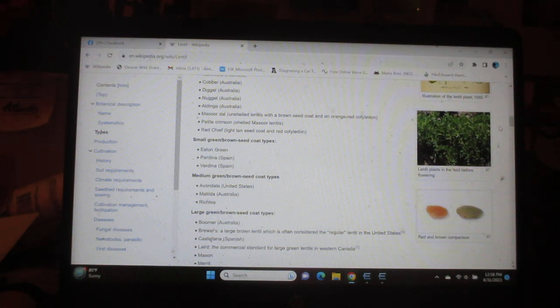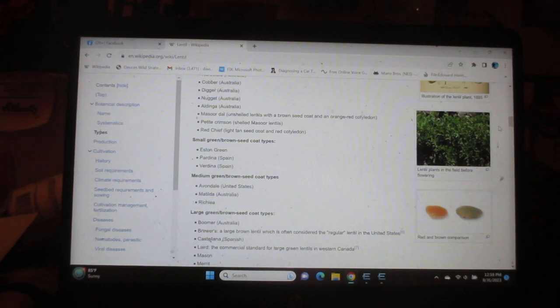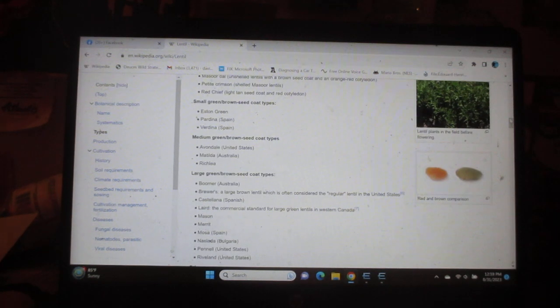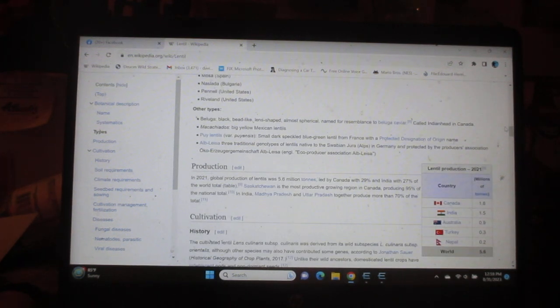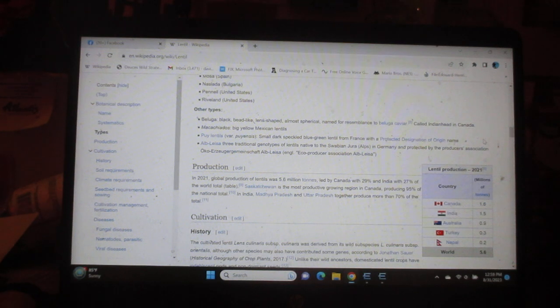Castellana, Spanish; Laird, the commercial standard for large green lentils in Western Canada; Mason, Merit, Mosa, Naslada, Bulgaria; Mosa is from Spain; Pennell, United States; Riverland, United States. Other types: Beluga, black bead-like, lens-shaped, almost spherical, named for resemblance to beluga caviar, called Indian head in Canada; Macachiados, big yellow Mexican lentils; Puy lentils, variant Puyensis, small dark speckled blue-green lentil from France with a protected designation of origin.